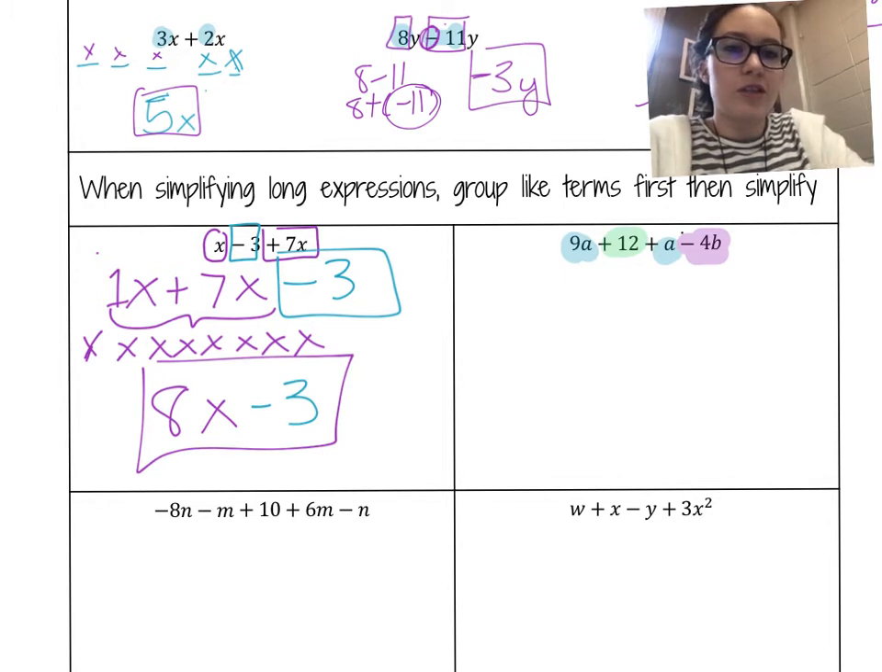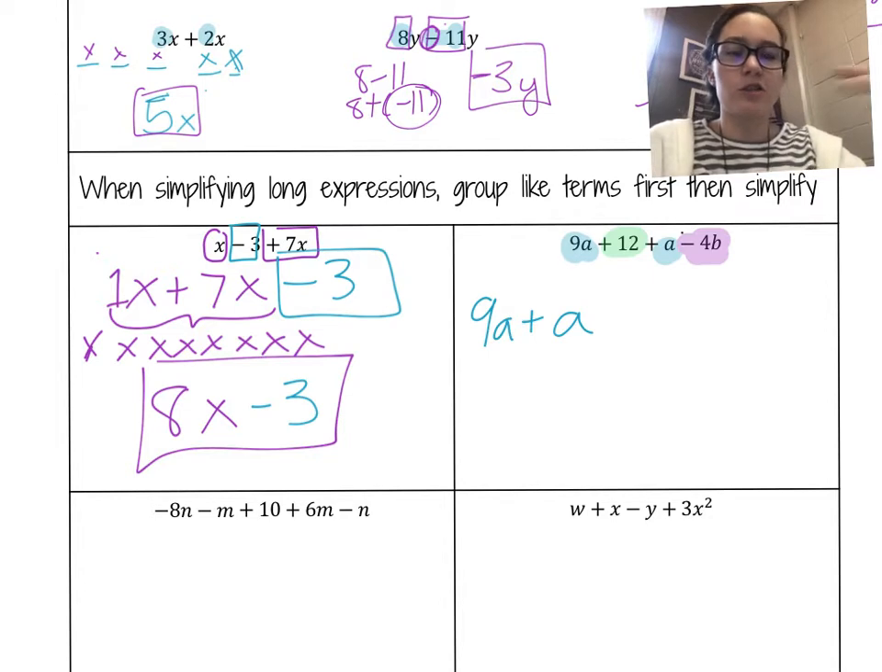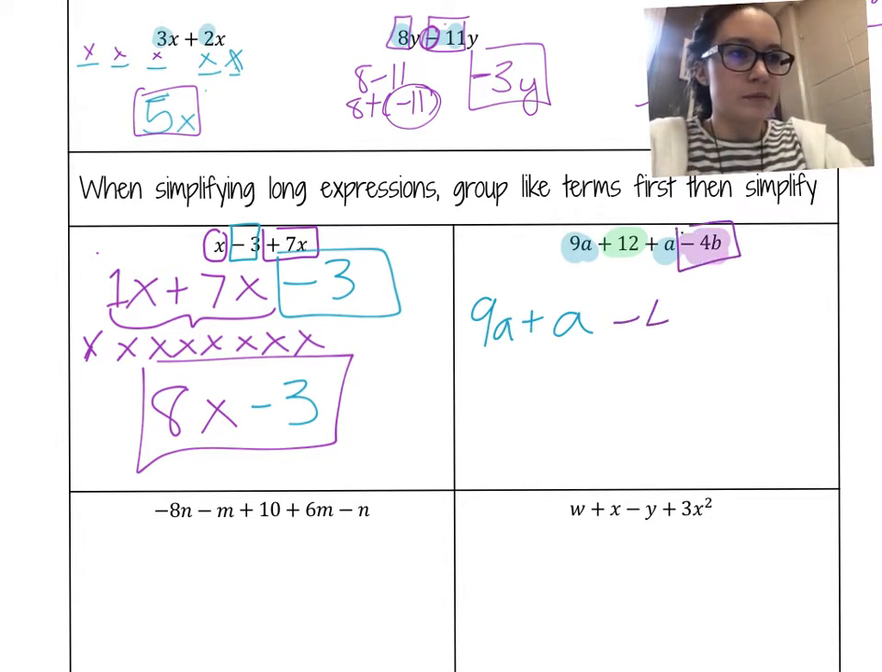So let's rearrange the a's together. 9a plus a. Then I like to go in letter order. That is what mathematicians do. We put them in letter order. So then I have minus 4b. And then we put constants by themselves at the end. So I do plus 12 at the end.